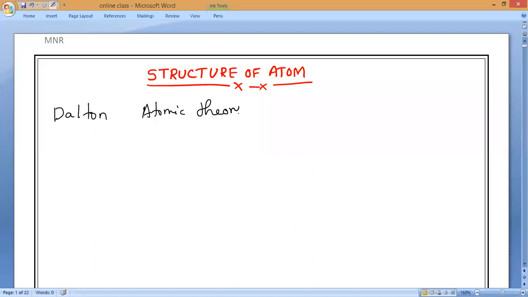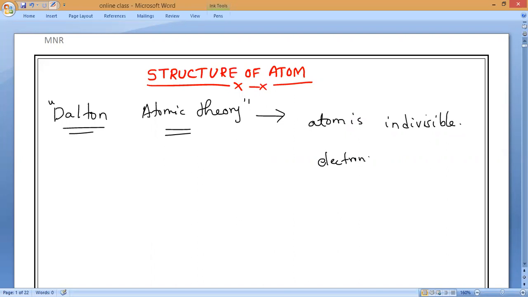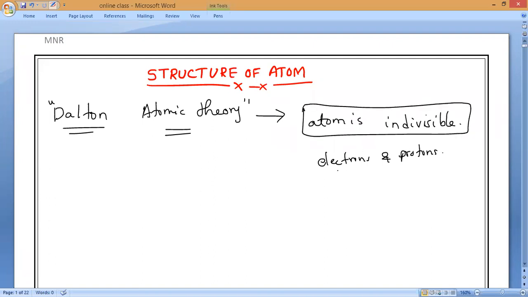So, as we studied Dalton's atomic theory, do you all remember that from the last chapter? In his atomic theory, Mr. Dalton said in the first point that atoms are indivisible. But later on, this concept was discarded, because of the discovery of electrons and the discovery of protons. Till then people believed the atom is indivisible. As soon as electrons and protons were discovered, his theory failed, so it is not a valid point.